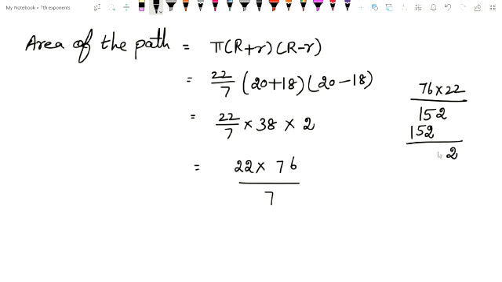So 2 7 6 1. 1672 by 7 centimeter square. This is the area of the path. This path we are going to do the painting.